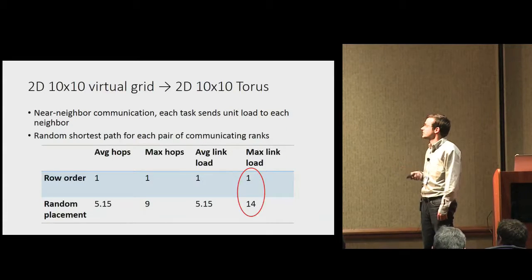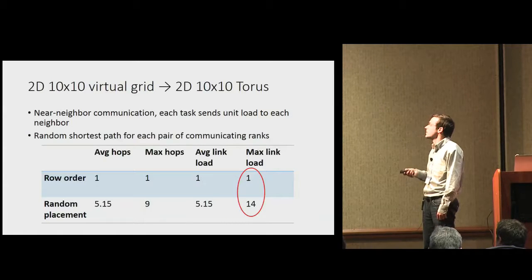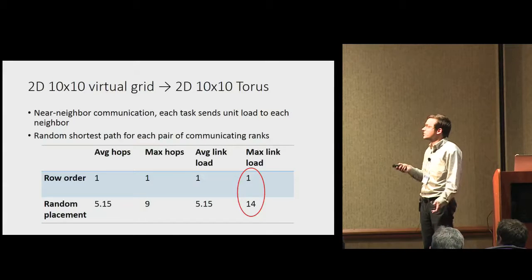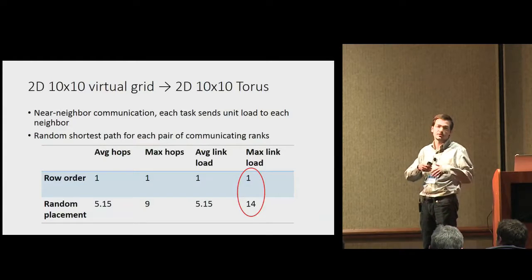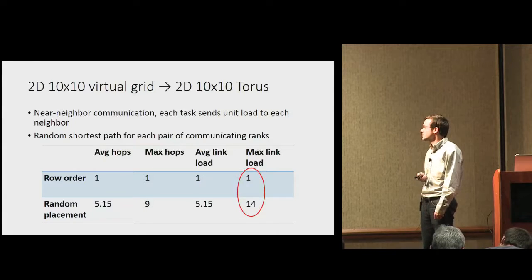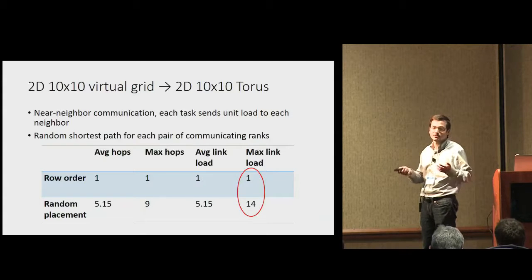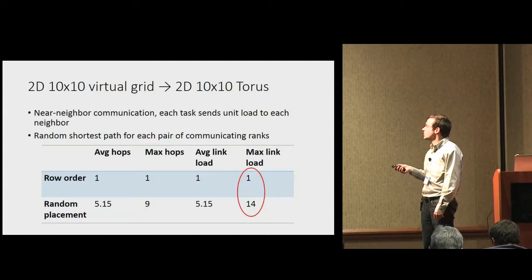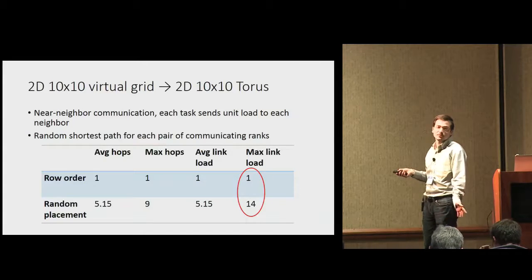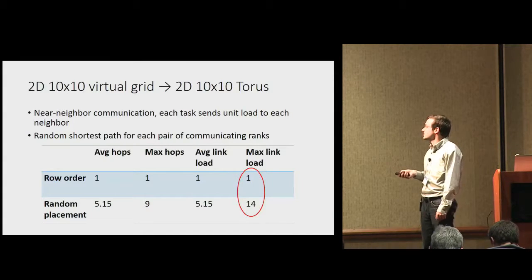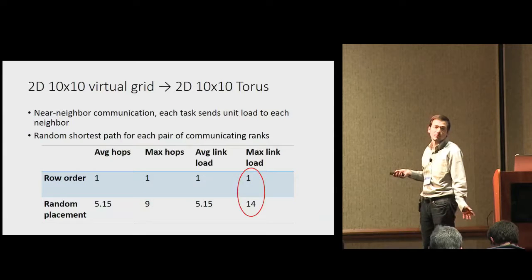This is a simulation result of what happens if you map a 2D 10 by 10 virtual grid to a 2D 10 by 10 torus. Assume we have near neighbor communication like I showed in the previous slides, and each task sends a unit of communication to each of its neighbors. I'm assuming that since you can have multiple shortest paths between tasks, you're selecting one of those at random. If you use the row order in this case to preserve the structure, the max link load is 1, which is awesome. If you do a random placement, it's much higher, right? This means you're getting links which could potentially be bottlenecks and slow down the application.